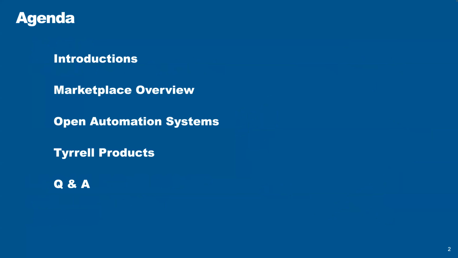So quickly today, just go through what we're going to cover. I'm going to start off with a quick overview of the value statement for the marketplace, and then we'll be handing it over to Benno from Open Automation Solutions, so they can cover some of the content that they have on the marketplace, and then we'll be handing it over to Tyrrell, who is another partner with content on the marketplace, and they're going to go through some of their solutions that they offer.